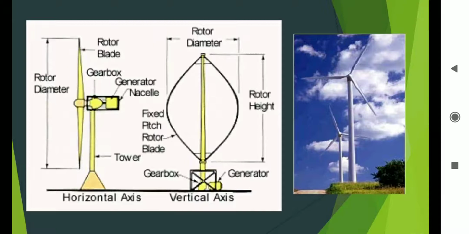In the vertical axis wind turbine, you can see the generator and gearbox in a vertical form, and these two different types of turbine are used for different purposes. I will discuss that further. And in the rightmost corner you can see the horizontal axis wind turbine.